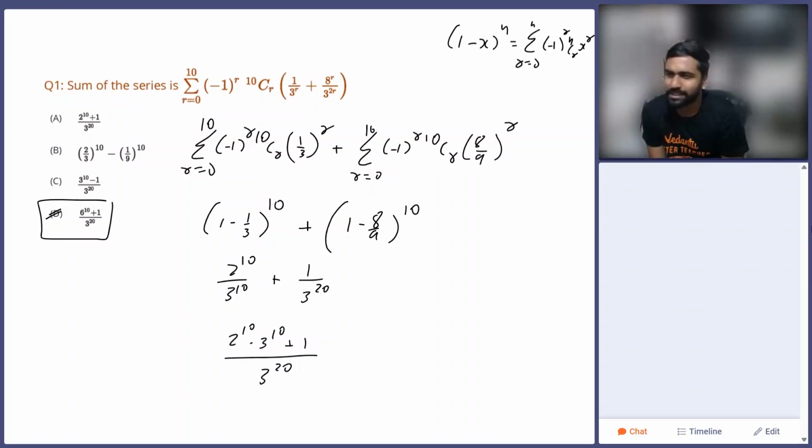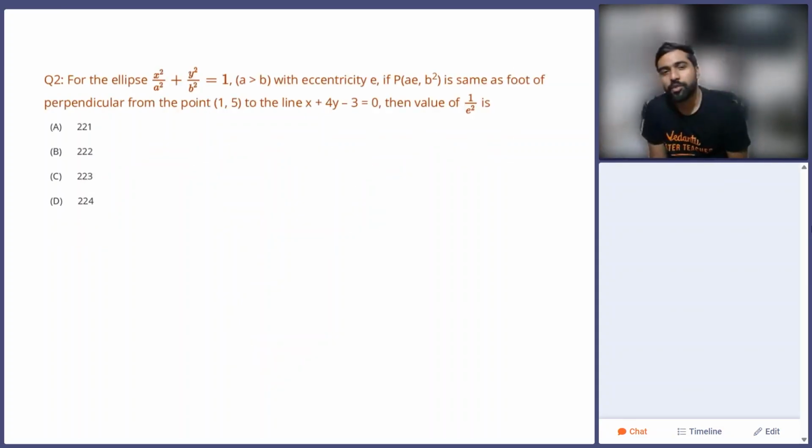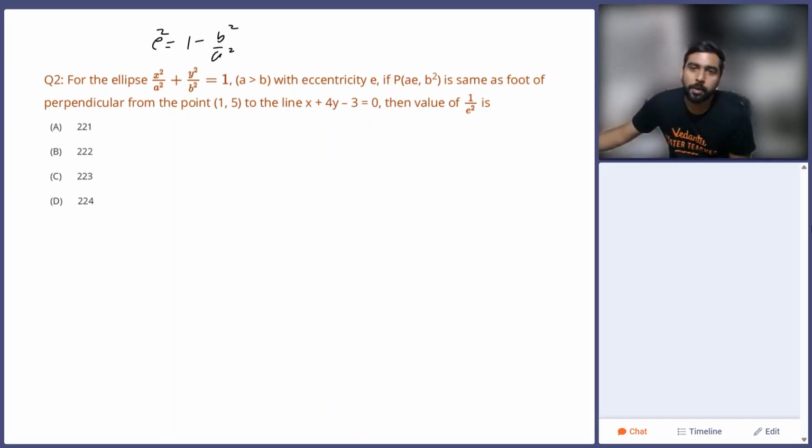A plain and simple basics question over here. Okay. Moving on. What do we have here? You have an ellipse x square upon a square plus y square upon b square, a greater than b, meaning eccentricity square is 1 minus b square upon a square. You have been told that there is a point AE comma b square.